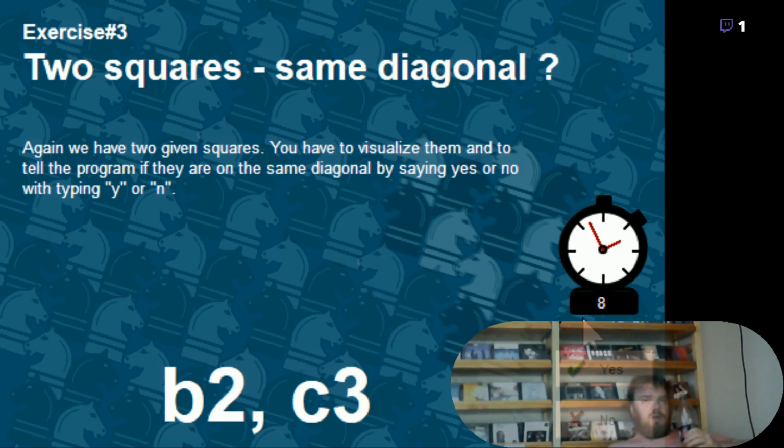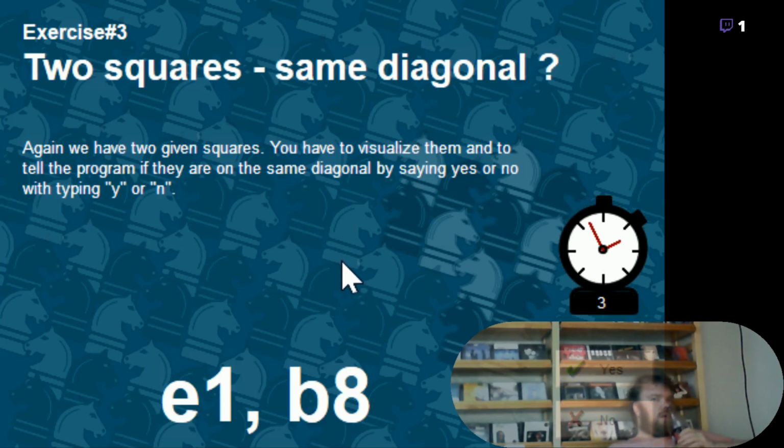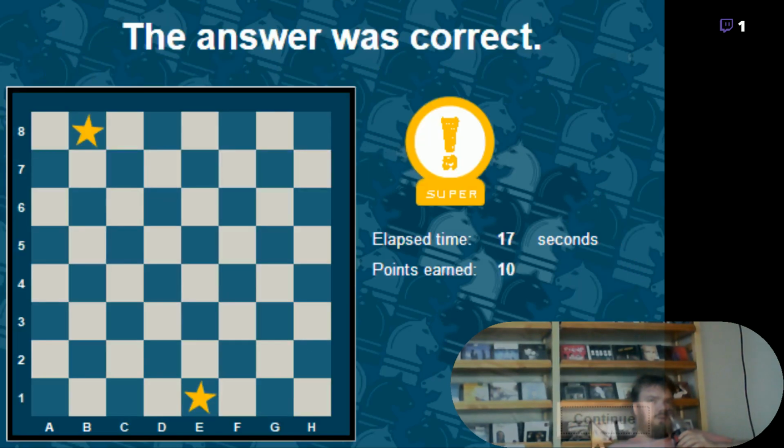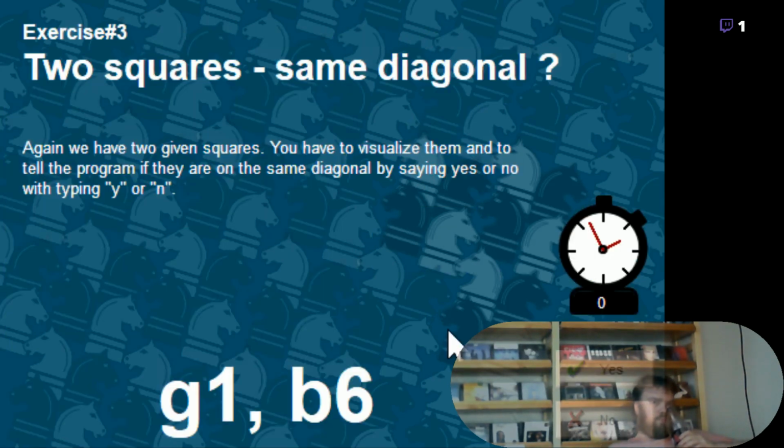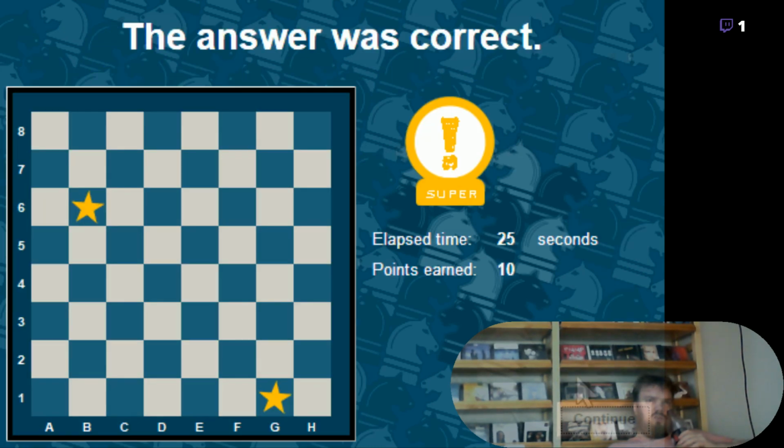So these two squares are on same dark diagonal, and E1 and B8 are only, no, they are two squares apart, but that's not diagonal. G1 leads to A7 and B6 is the dark square in diagonal with A7, so yes.